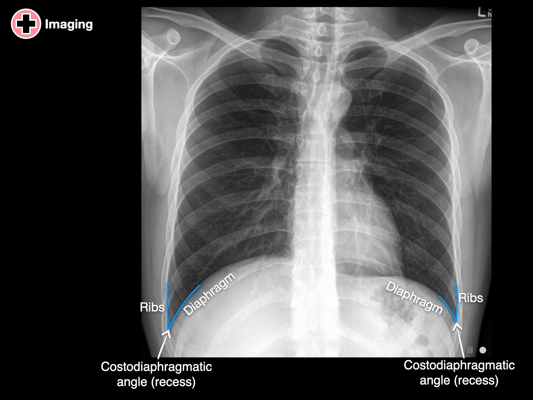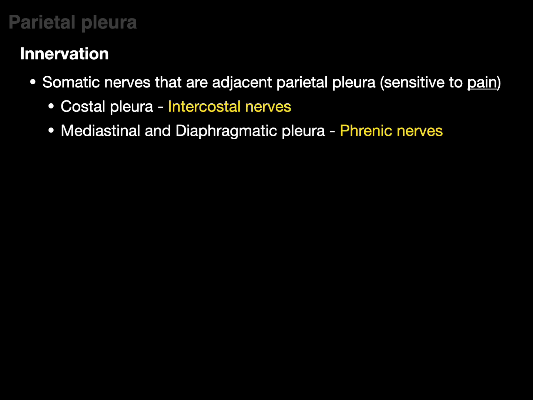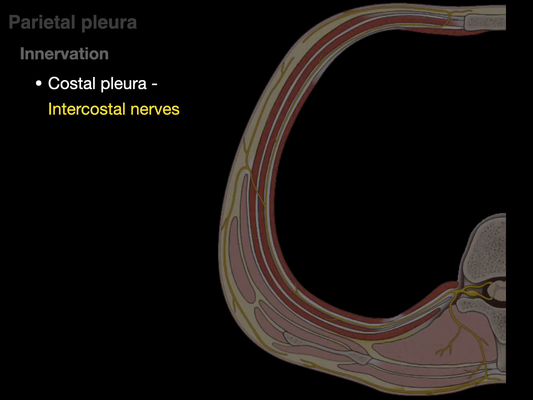The parietal pleura is innervated by somatic nerves that are adjacent to the parietal pleura. And I mention somatic because these nerves are sensitive to pain. The costal pleura by intercostal nerves, and mediastinal and diaphragmatic pleura by the phrenic nerves. Let's do each one of these separately.